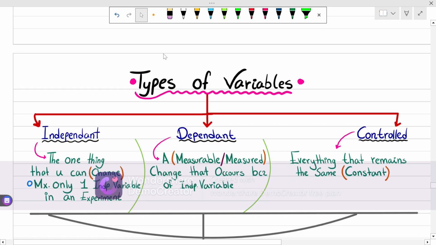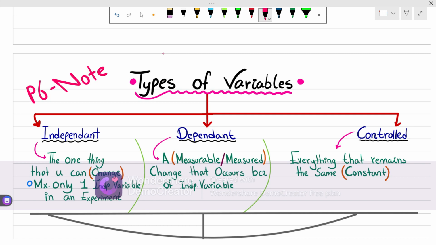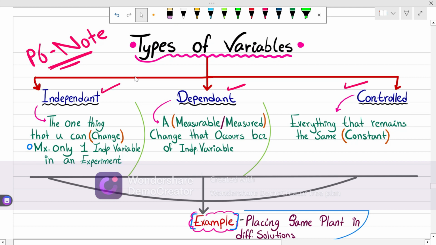All right. This is a paper 6 note. Very important. This comes in all paper 6 and most paper 4 questions. Independent variable, dependent variable, and controlled variable. These are types of variables in an experiment, not just osmosis experiments, but in all experiments, and not just for biology, but in all experiments in science.